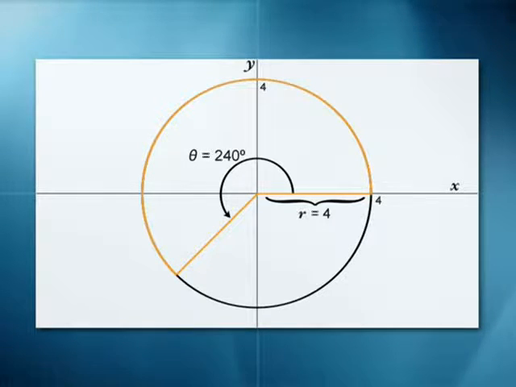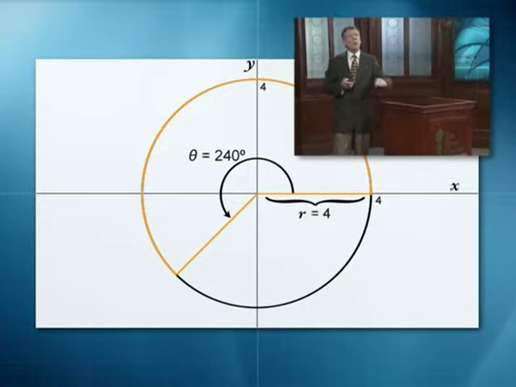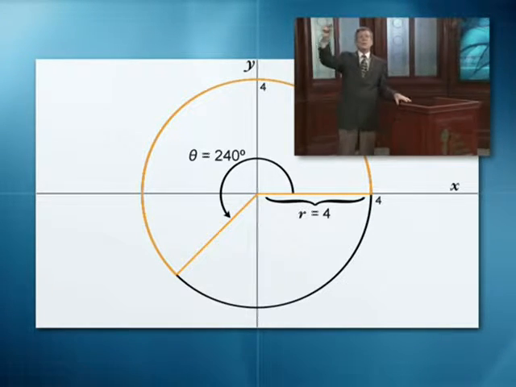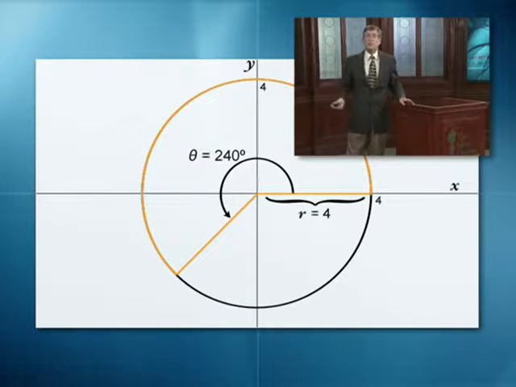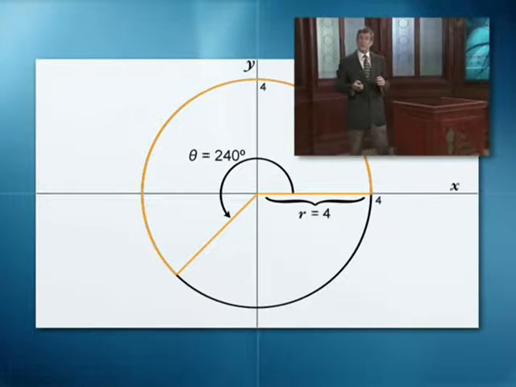It's a 240 degree angle. What's the length of that piece of circle subtended, cut off by that large angle of 240 degrees? That's the question. How big is that? How long is that piece of circle?